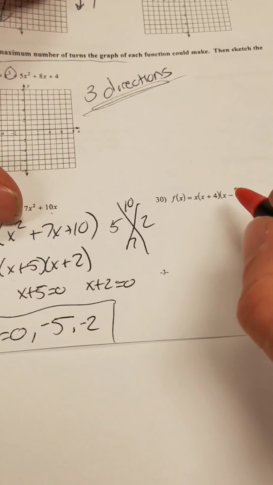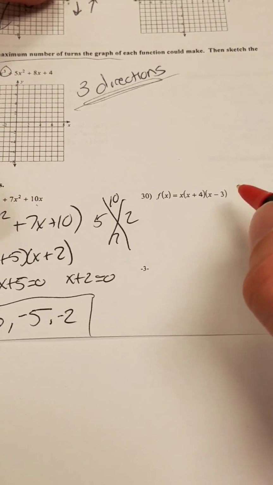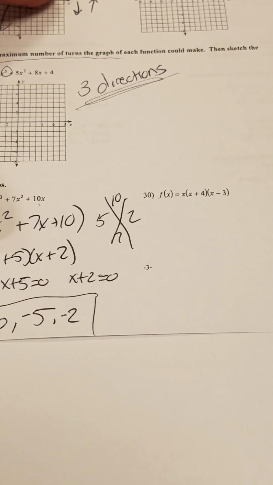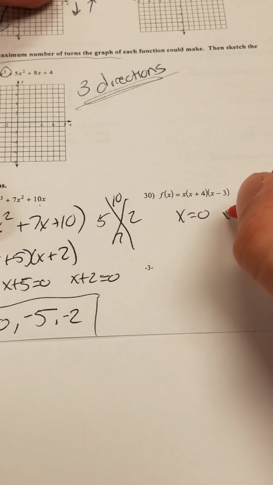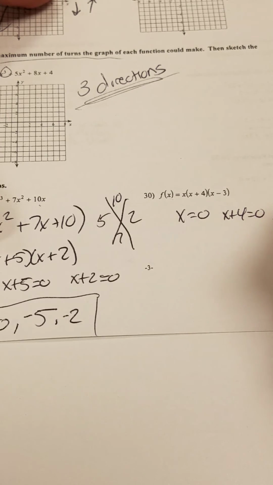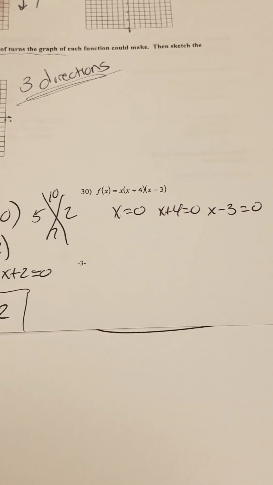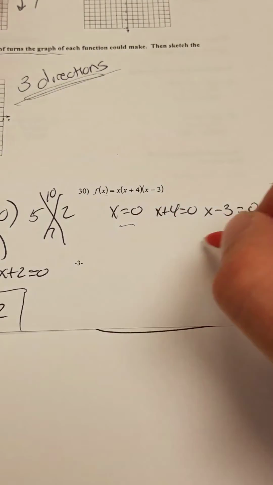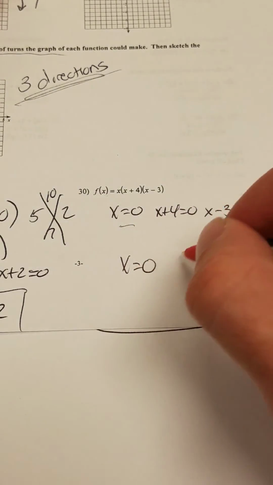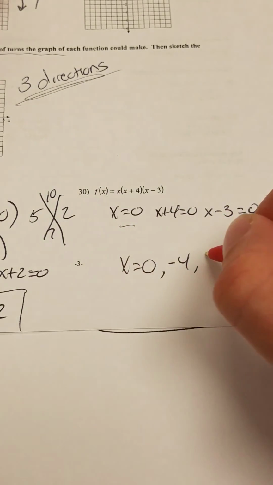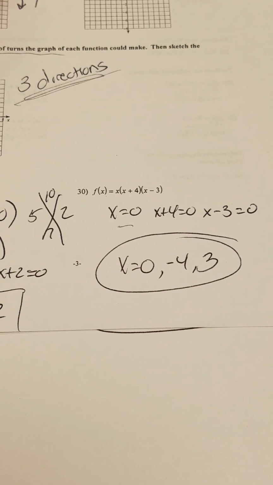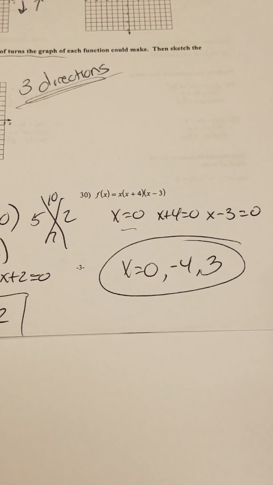Number 30, even easier. They gave it to us in the form that we need it in. Set them equal to 0: x equals 0, x plus 4 equals 0, x minus 3 equals 0. Now you solve these. So x equals 0, subtract the 4, negative 4, add the 3, positive 3. There you go. All right, so that's the end of all the problems on this video. I'll pick up with number 31 on the next one.